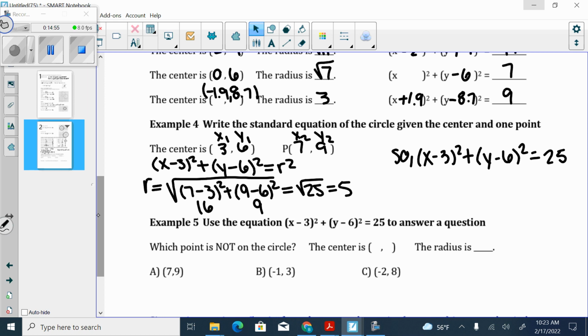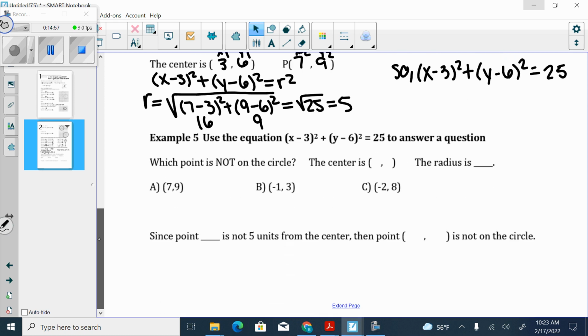All right. One more question. It says, use this equation to answer this question. Which one of these coordinate points is not on the circle? So, again, the center is (3, 6), the radius is 5. I'm supposed to determine which one of these falls on the circle. So how would we do that? Plug it in and see which one gives us 5 and which one doesn't, right?